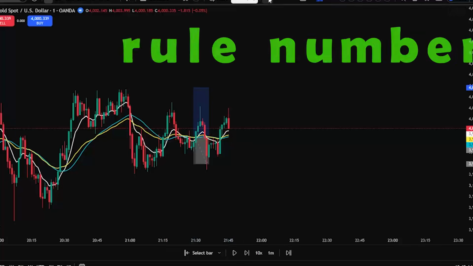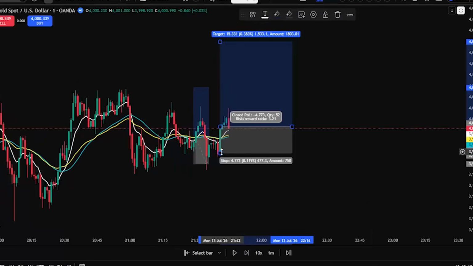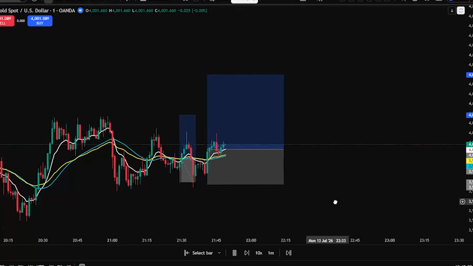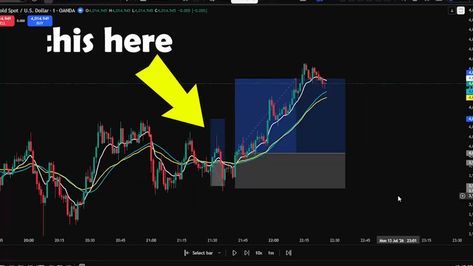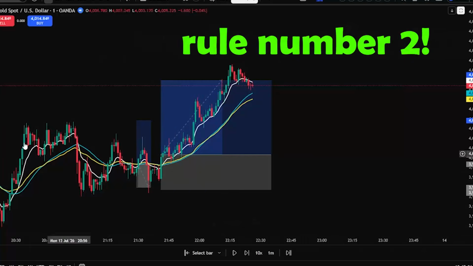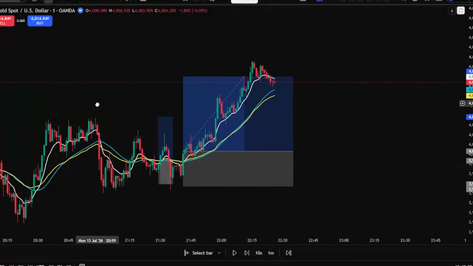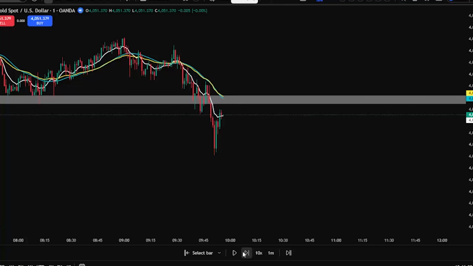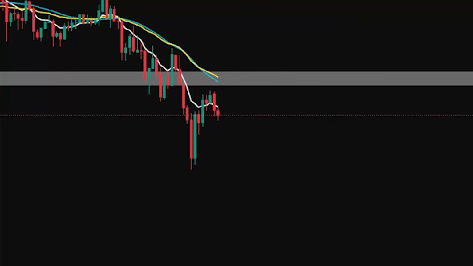Rule number 1, wait for EMA 9 to cross below EMA 21 on the 1-minute XAUUSD chart. This tells us short-term momentum has shifted, but this is where most traders enter too early. The crossover alone is not the entry. Rule number 2, wait for price to return back toward EMA 34. During strong bearish moves, EMA 34 acts as dynamic resistance. This is where professional traders look for continuation.